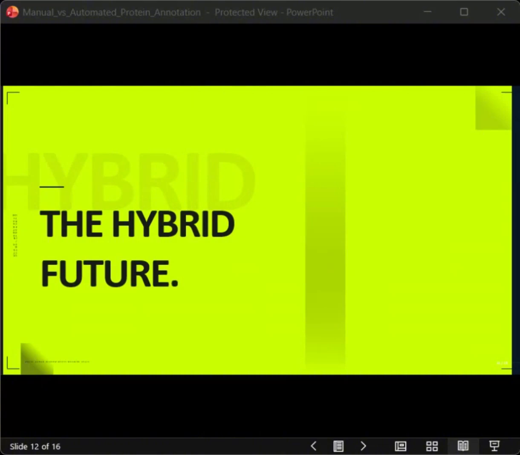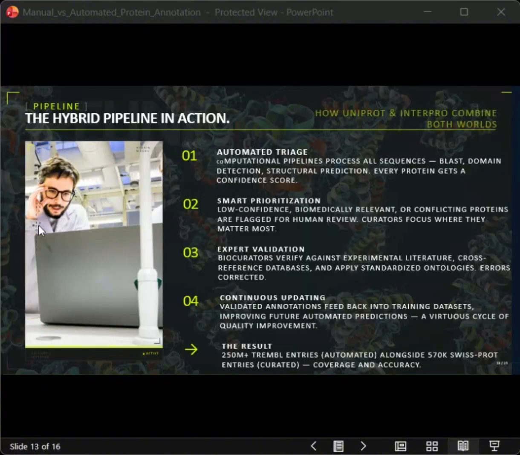The future of protein annotation is hybrid annotation. Hybrid systems combine machine efficiency with human expertise. Automated tools perform large-scale prediction, while human experts evaluate difficult or important cases. This approach balances scalability with reliability.